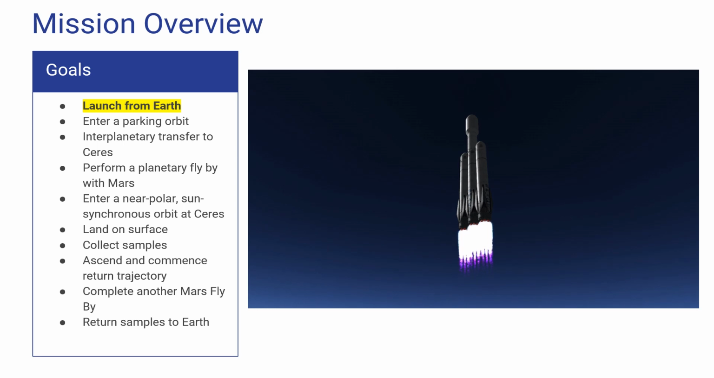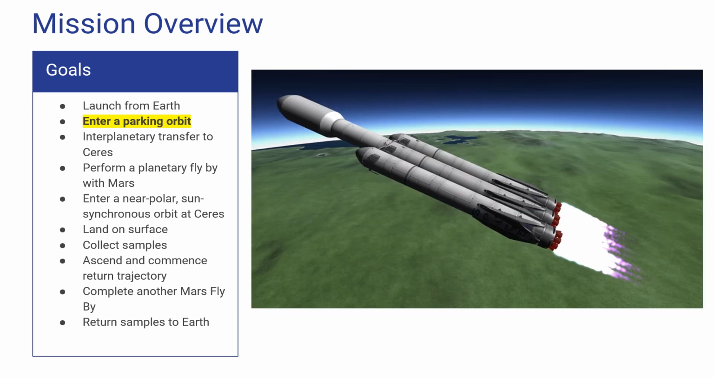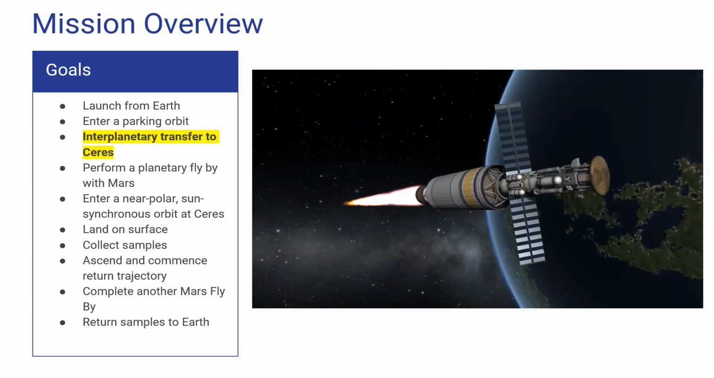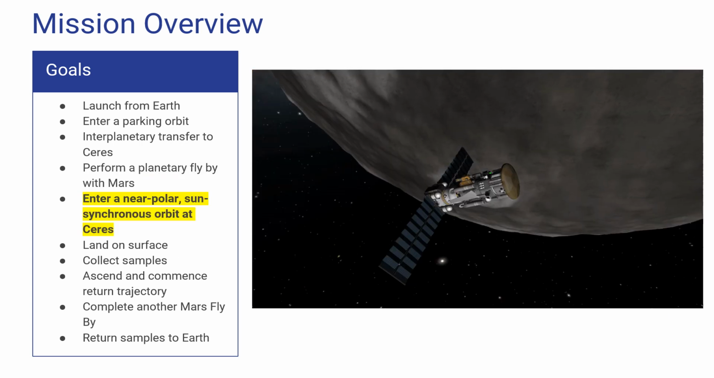The first step is the launch from Earth. The specific space launch vehicle will be determined later. The launch vehicle first stage will place us into the desired parking orbit. We then begin our interplanetary transfer into Ceres. In order to reduce the amount of C3 needed, we will perform a planetary flyby with Mars. We arrive at Ceres and enter into near-polar sun-synchronous orbit.